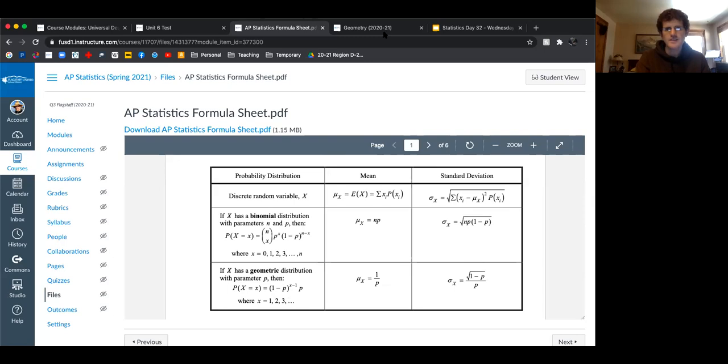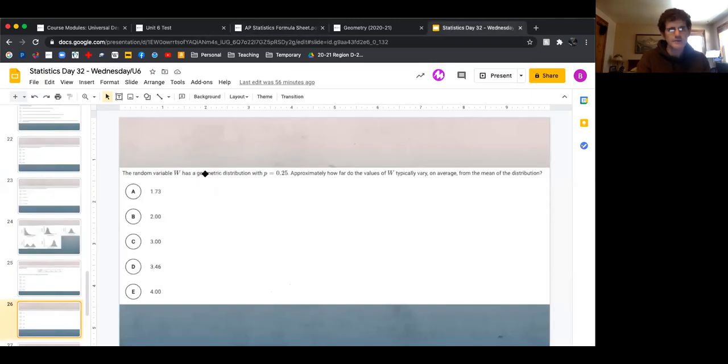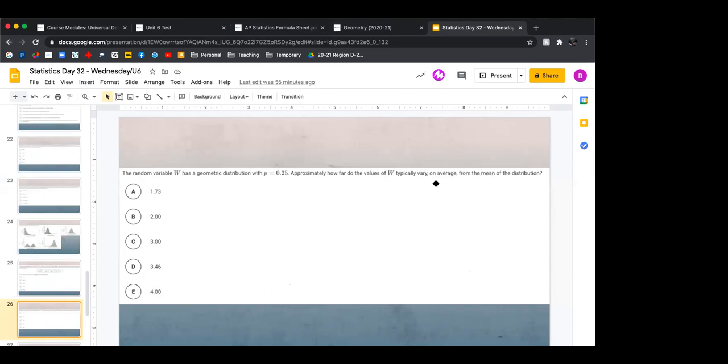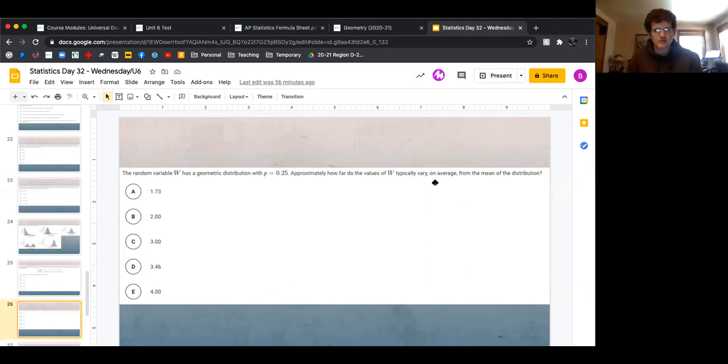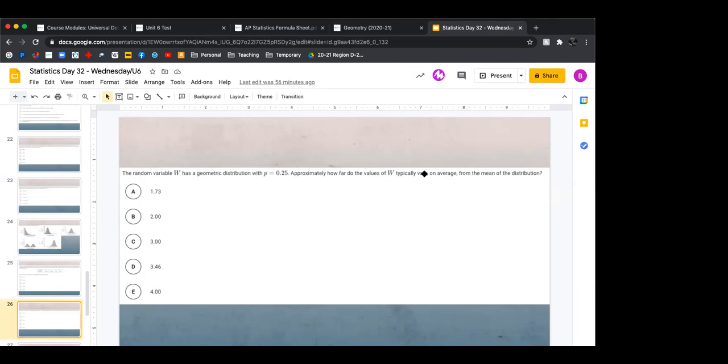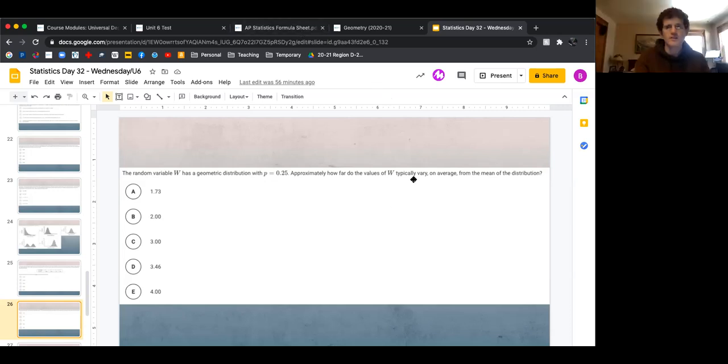And what this is asking for, let me go back to this and I'll probably go back and forth a little bit. Random variable W has a geometric distribution. So it's going to be geometric with a probability of 0.25. Approximately how far do the values of W vary on average from the mean? So is it like a z-score? This is actually your standard deviation. Oh, okay. Yeah. So good question. I'm glad you asked. So it's asking for the standard deviation, and all we need is the probability.